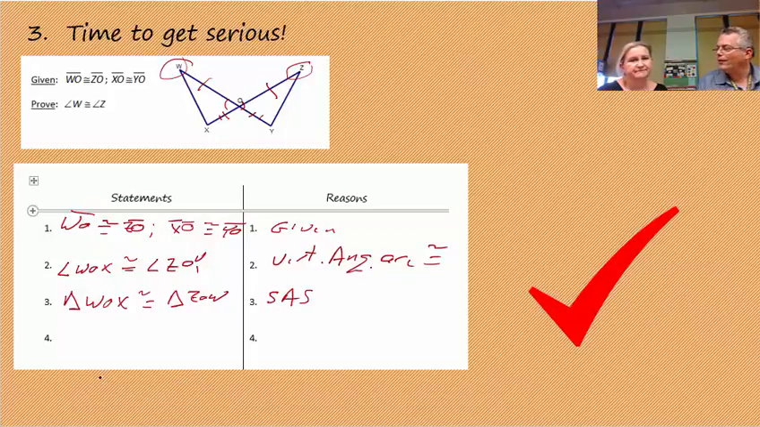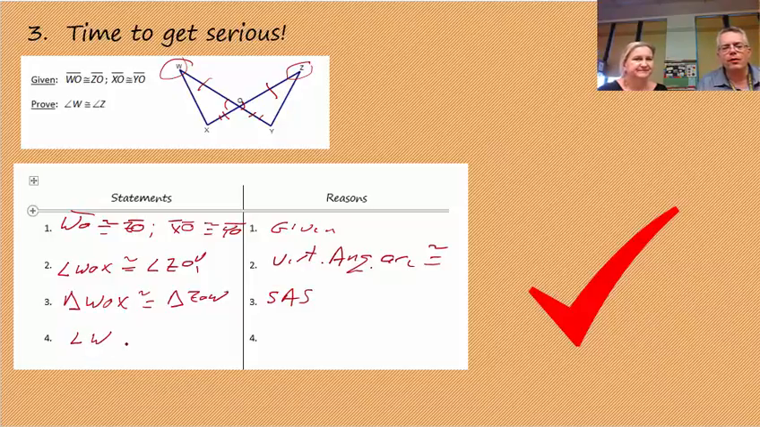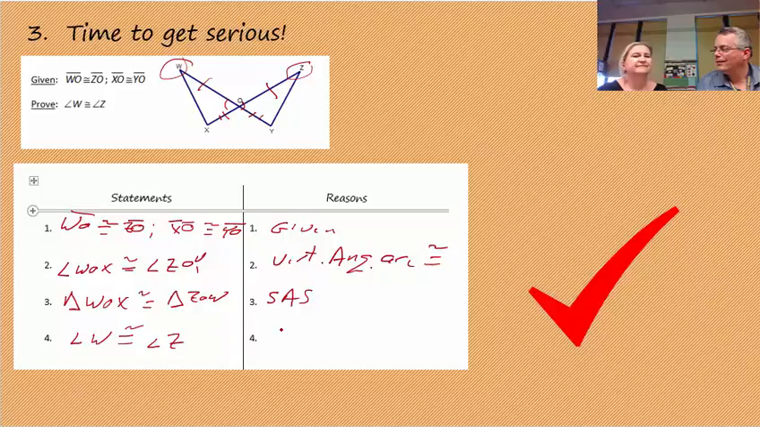And finally, we can go for it. Now that we know the triangles are congruent, we can conclude that angle W is congruent to angle Z. You ready for it? CPCTC.